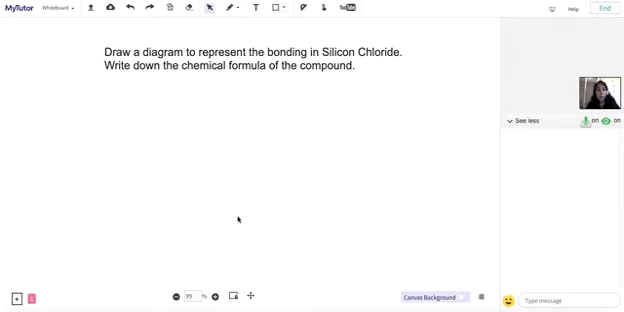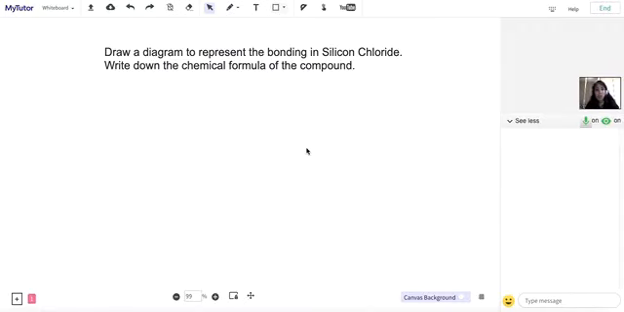Draw a diagram to represent the bonding in silicon chloride. Write down the chemical formula of the compound. So the first thing to do is to work out what type of atom silicon is and what type of atom chlorine is. By that I mean, is it a metal or is it a non-metal?